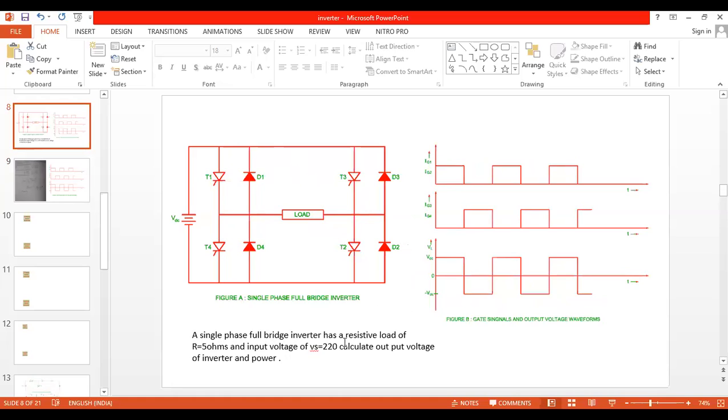A single phase full bridge inverter has a resistor load of 5 ohms. Input voltage is Vs equal to 220. So what are we supposed to calculate? Calculate the output voltage of the inverter and power. Anyone tell me?